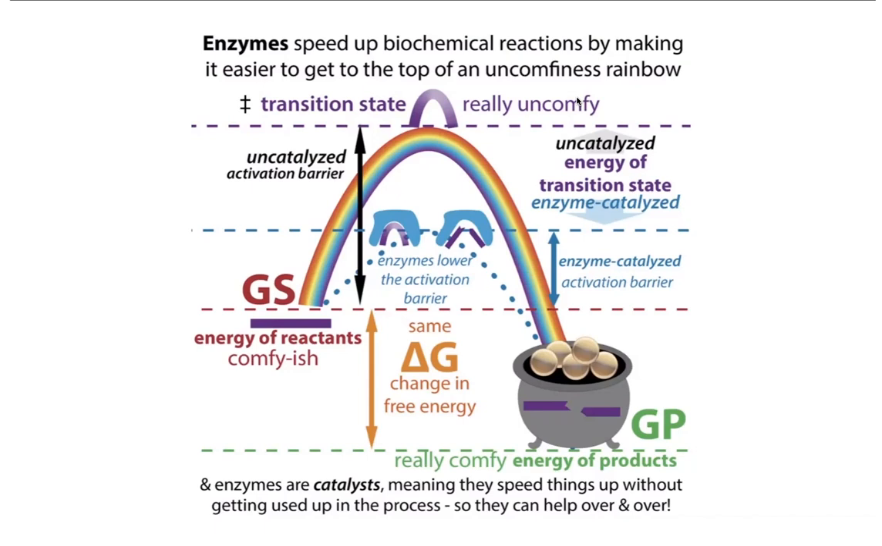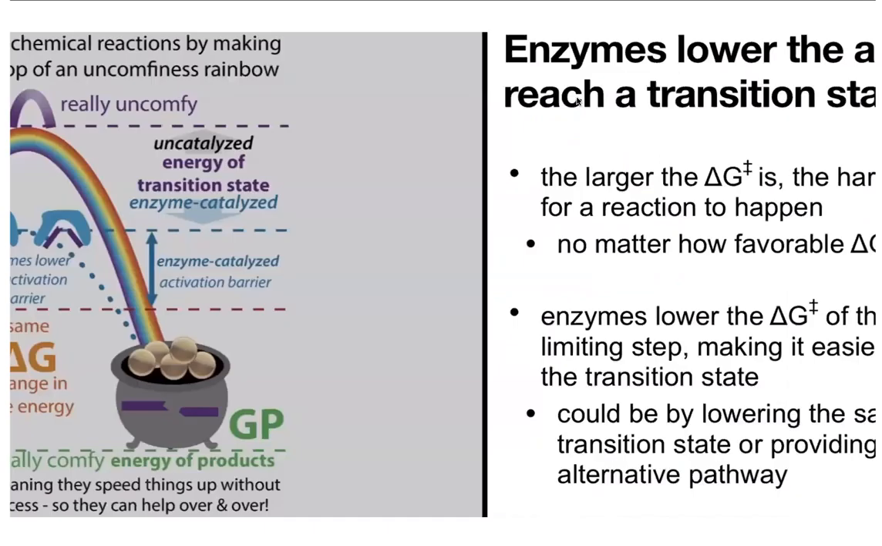And if that rainbow is really, really tall, it's going to be hard to do that. So what an enzyme is going to do is it's going to lower the height of that rainbow. It's going to lower the energy of the activation barrier and allow the leprechaun to get to the other side. But when you're at the top of the rainbow, you can go either way. And so enzymes are going to catalyze the reaction in both directions.